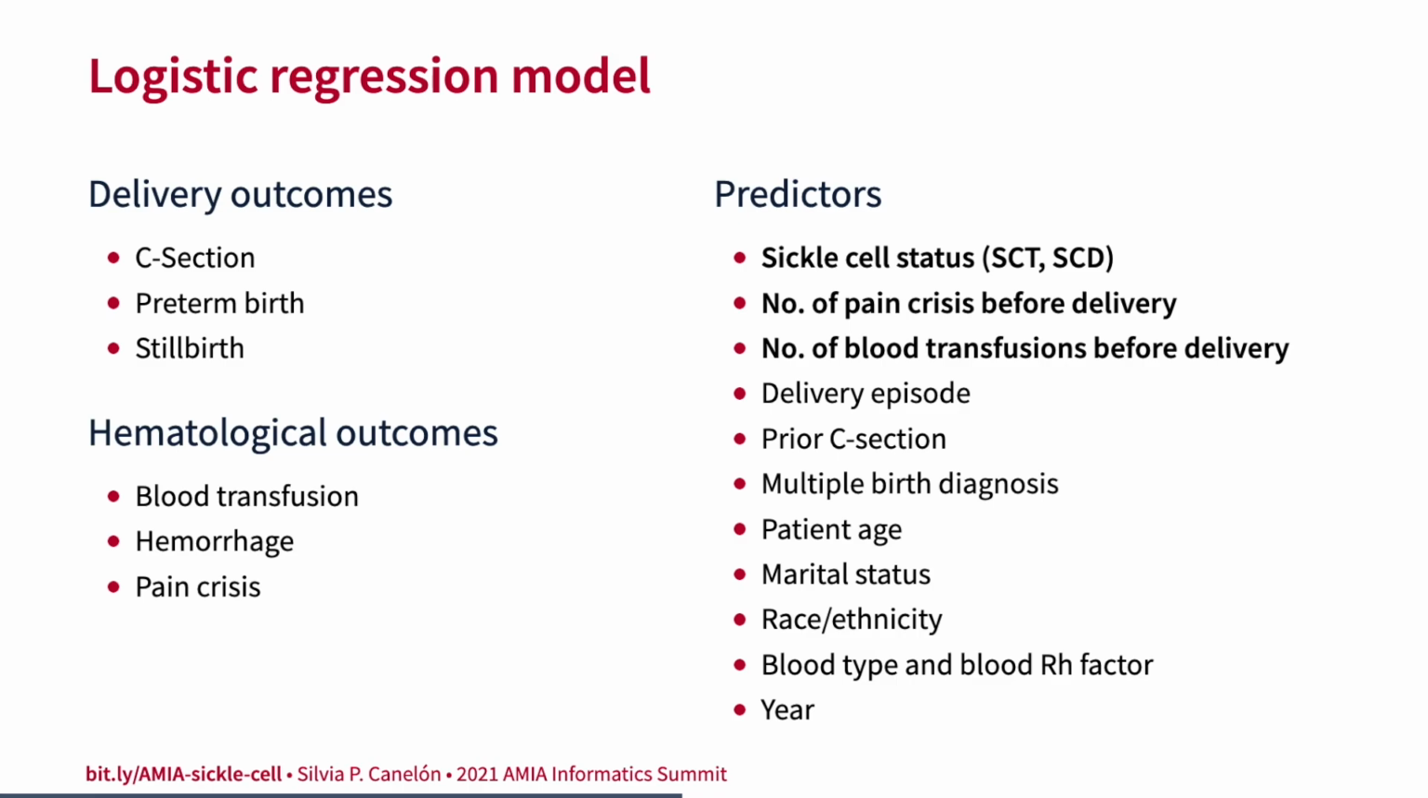Whether or not the patient had a prior C-section, whether the patient had a multiple birth diagnosis or a multiple gestation, the patient age, their marital status in terms of whether or not they were married, the race and ethnicity of the patient, the blood type and the blood Rh factor, as well as the year of the delivery. For this talk, I'll focus on stillbirth, blood transfusion, and hemorrhage as the outcomes.